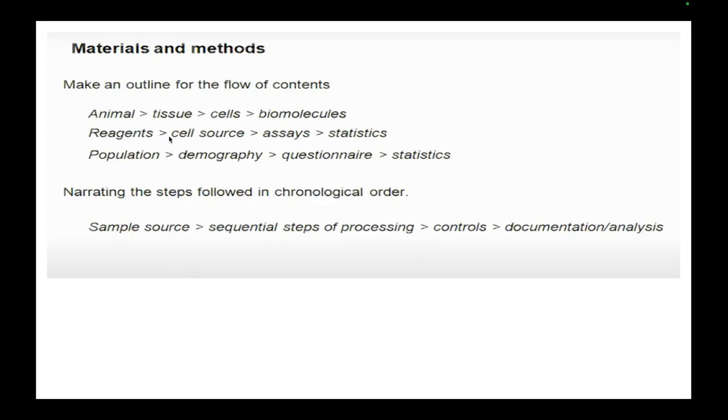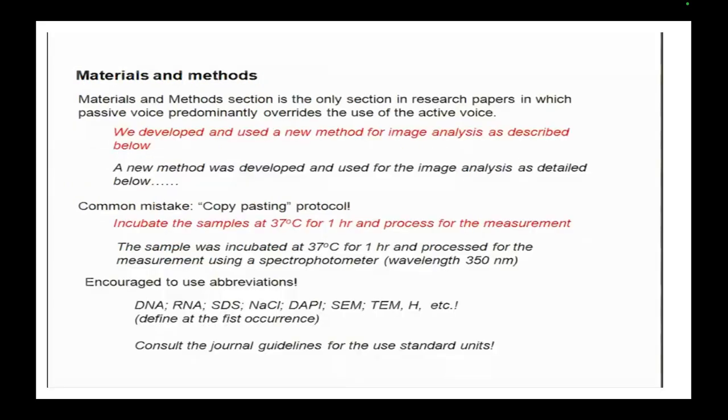So reagents, cell sources, assays, tests, all the things can be written in this way. For example, population, demography, questionnaires, tests. So narrate the steps followed in chronological order. For example, sample source: first the population and the sample source, then demography, the sequence of processing steps, what the controls are, how it was documented, how it was analyzed. Everything should be written in the materials and methods section.